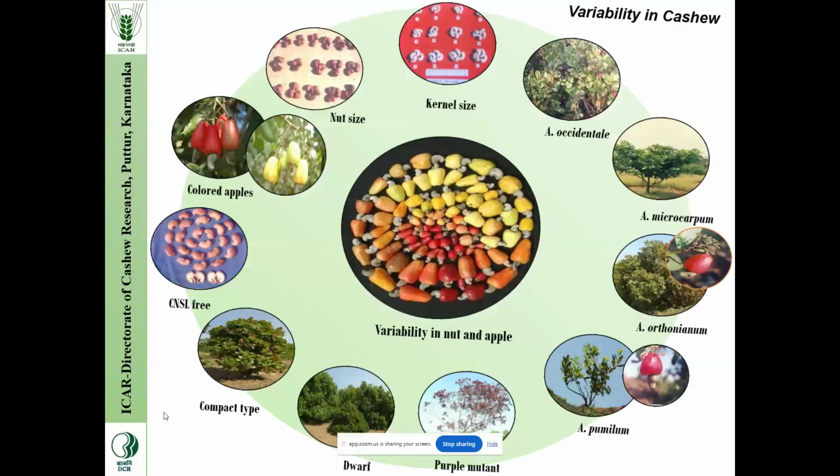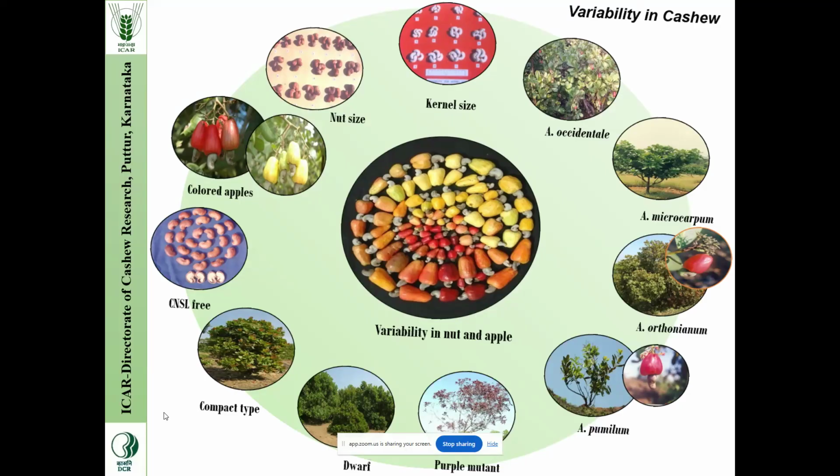Coming to the variability in cashew, the most important thing when we go for crossing or hybridization or the development of any variety is that we should have variability in hand. So, being the nodal center working on cashew, we have around 600 plus diversity of cashews conserved in our national cashew gene bank.